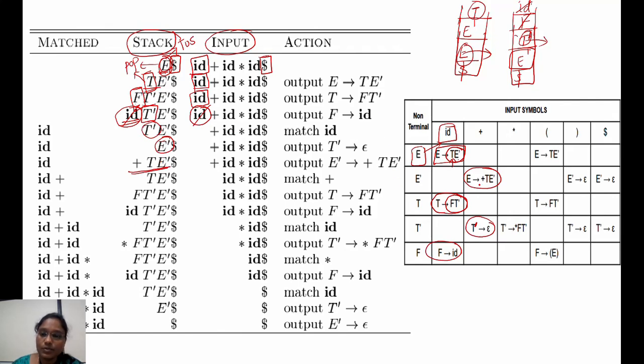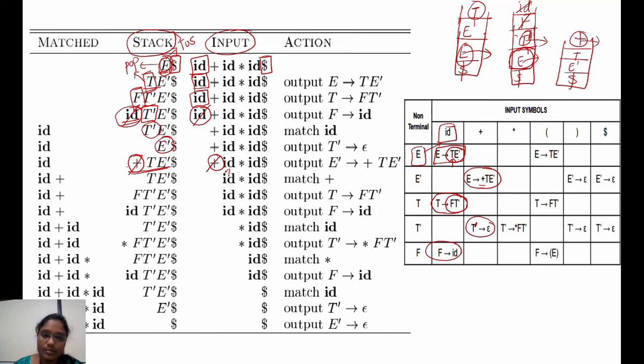While you are doing so, plus has to be on the top of the stack. So this E dash will be popped, and you should have plus on the top of the stack. So this is how your stack will look like at this point. Now again, the current input symbol that we are reading and the top of the stack match, so it gets matched, and we can pop it out from the stack, and the input symbol is matched now.